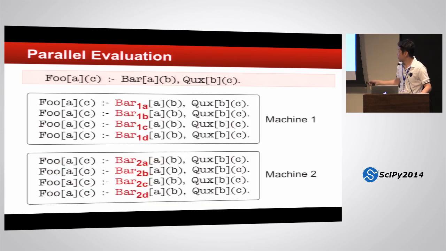So we create up to 8 evaluation tasks, and these tasks are dynamically scheduled and executed in parallel by multiple cores. And we automatically add synchronization code if that is necessary, so users do not need to worry about the synchronization at all.